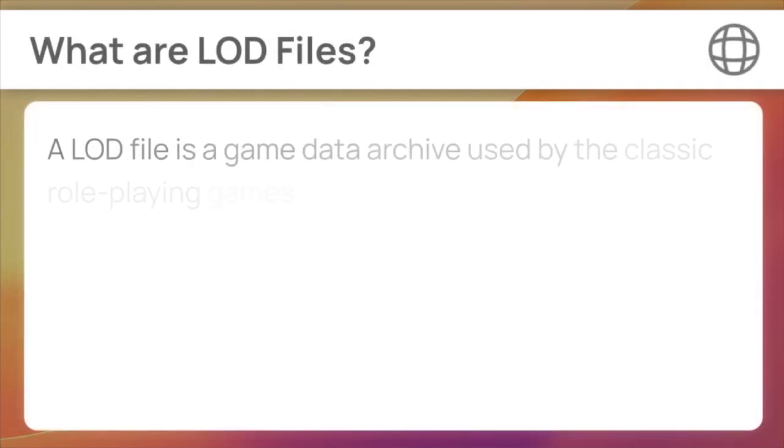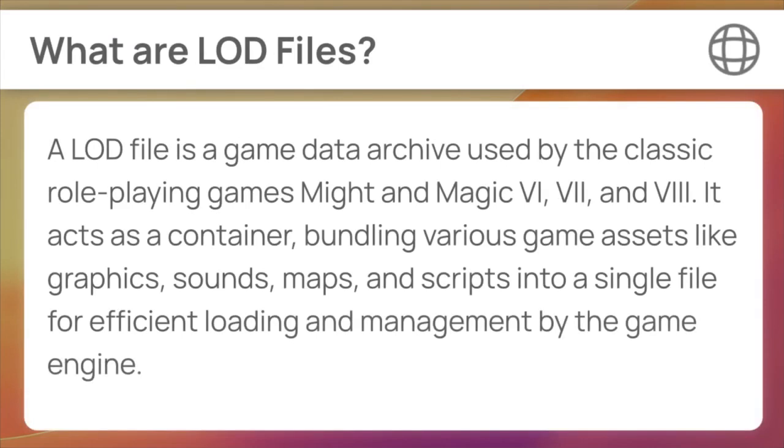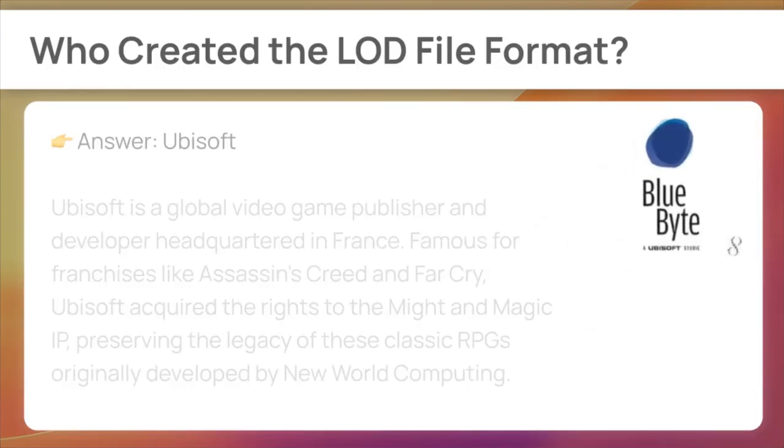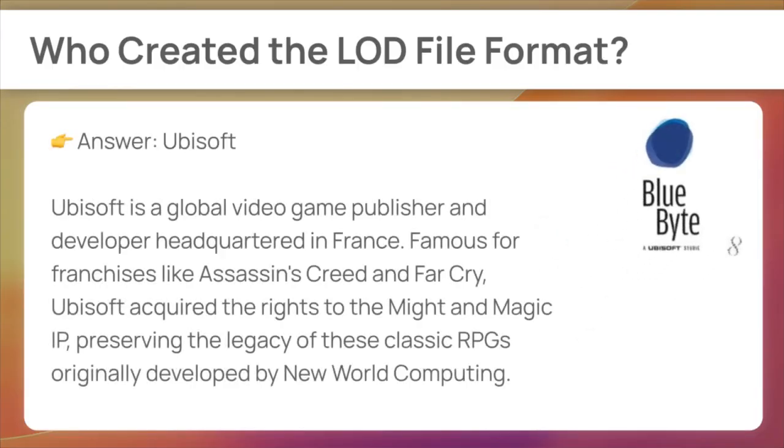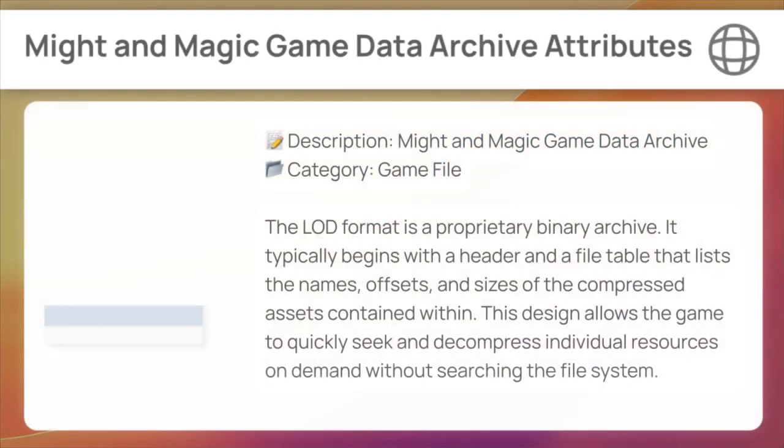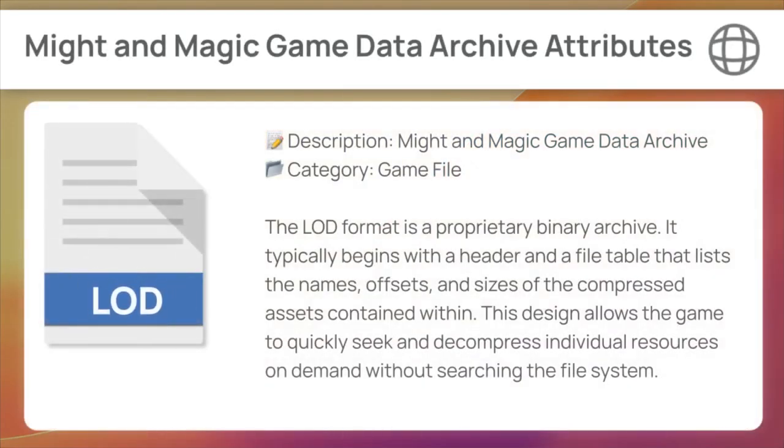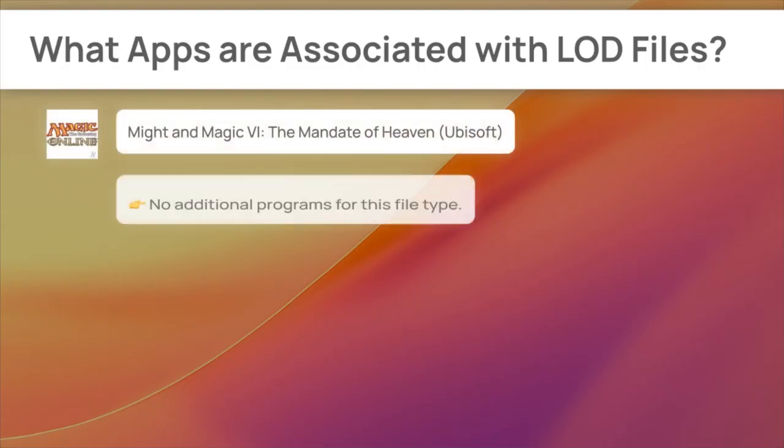A LOD file is a game data archive used by the classic role-playing games Might and Magic VI, VII, and VIII. It acts as a container, bundling various game assets like graphics, sounds, maps, and scripts into a single file for efficient loading and management by the game engine. The LOD format is a proprietary binary archive. It typically begins with a header and a file table that lists the names, offsets, and sizes of the compressed assets contained within. This design allows the game to quickly seek and decompress individual resources on demand without searching the file system. The native handler for LOD files is usually Might and Magic VI, the Mandate of Heaven from Ubisoft.